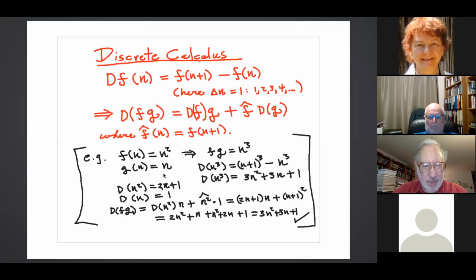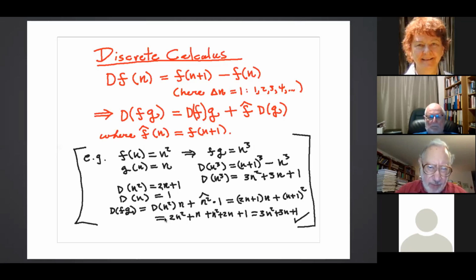An example, if we had f of n as n squared and g of n as n, then fg is n cubed. We can find the derivative of n cubed. That's (n plus 1) cubed minus n cubed. And you get 3n squared plus 3n plus 1. To take the derivative of n squared, you get 2n plus 1. Take the derivative of n, you get 1. And you'll see that it works out.